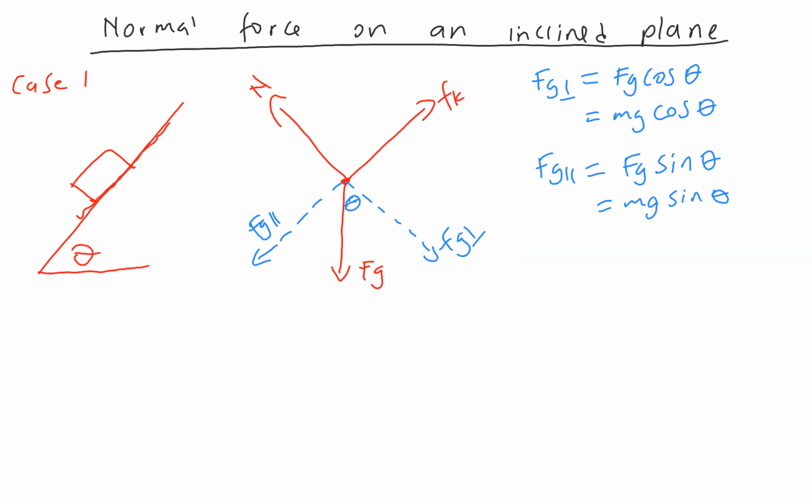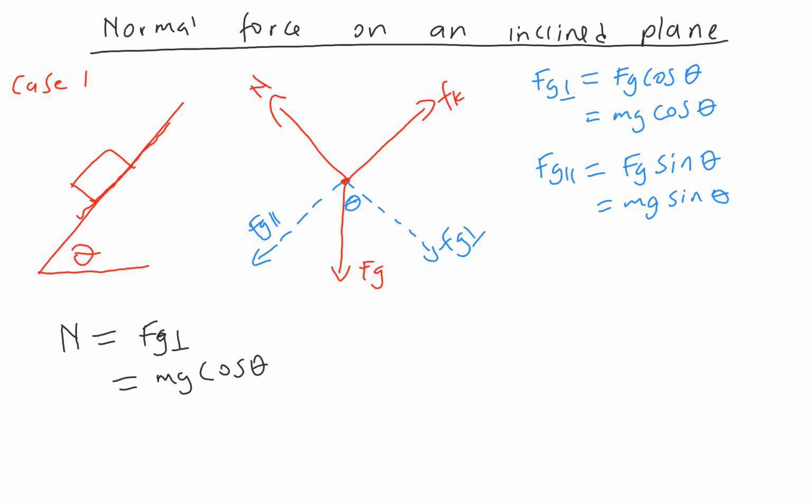Now let us look at our normal force. How do we define our normal force for this case? If you check, normal force is opposite to Fg perpendicular, and these two forces are at equilibrium. Therefore, normal force is equal to Fg perpendicular. In other words, this is mg cos of theta. I hope that is clear.